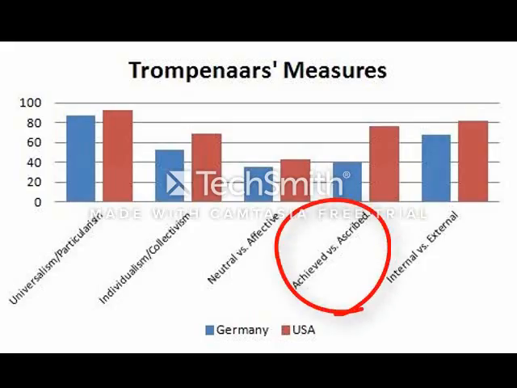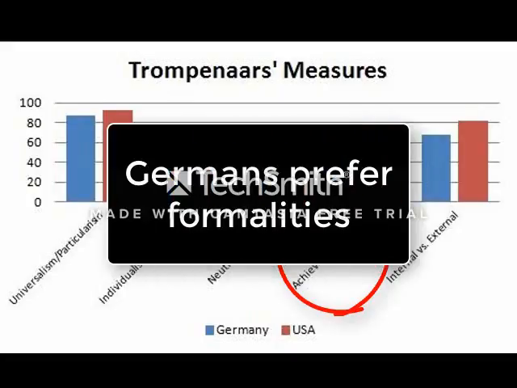According to Trompenaars' measures, Germany is similar to the United States in many measures. However, it varies with achieved versus ascribed status. Germans appreciate titles and hierarchy much more than Americans.